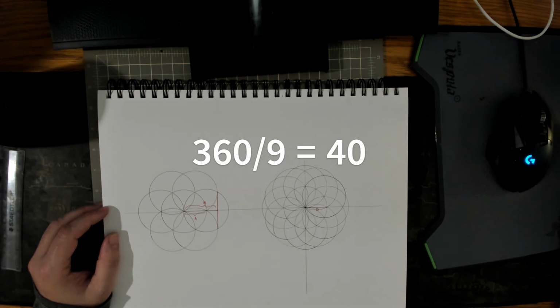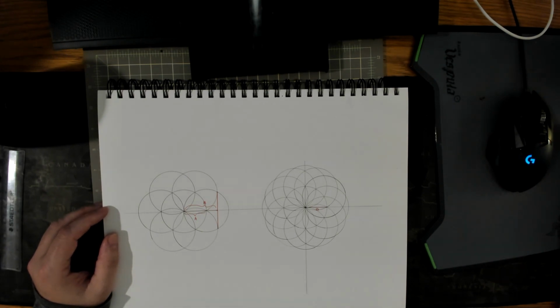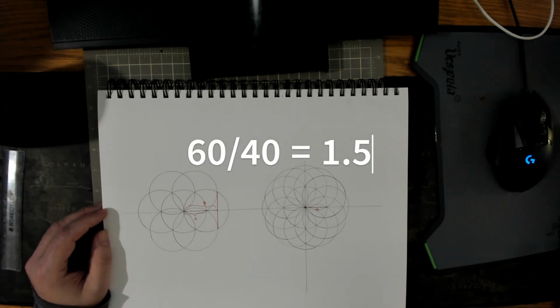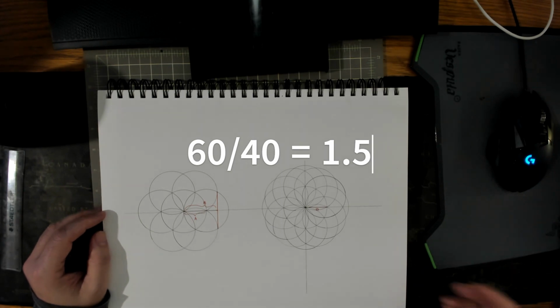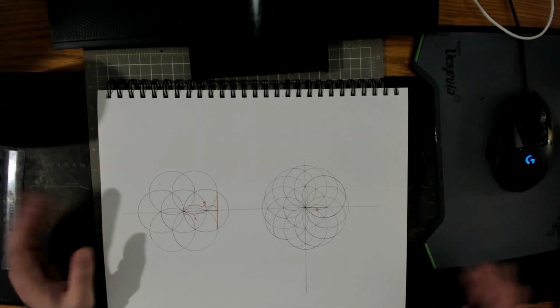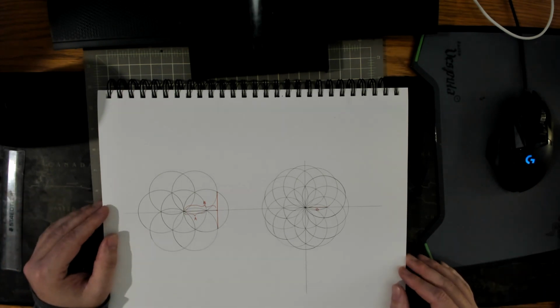And if we do a little bit more thinking, the ratio or the relationship between 60 and 40, if you divide 60 by 40, you get 1.5. So 60 degrees is 1.5 times 40 degrees. Make sense? I hope so.